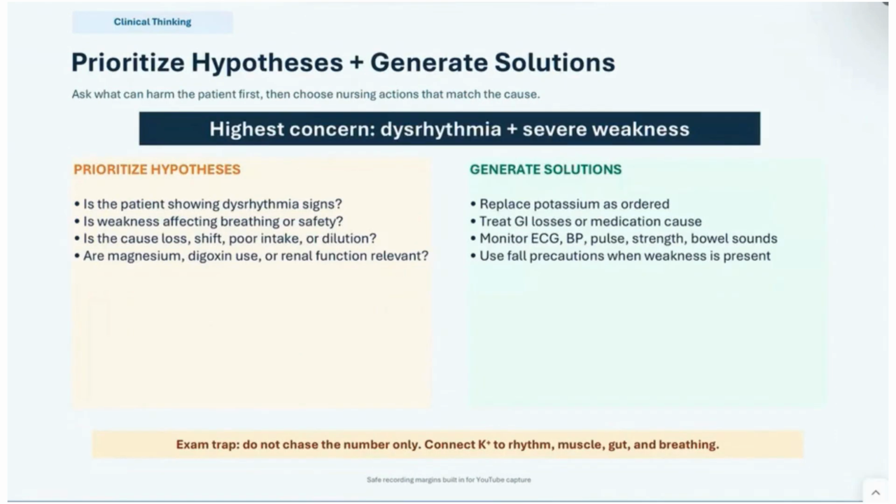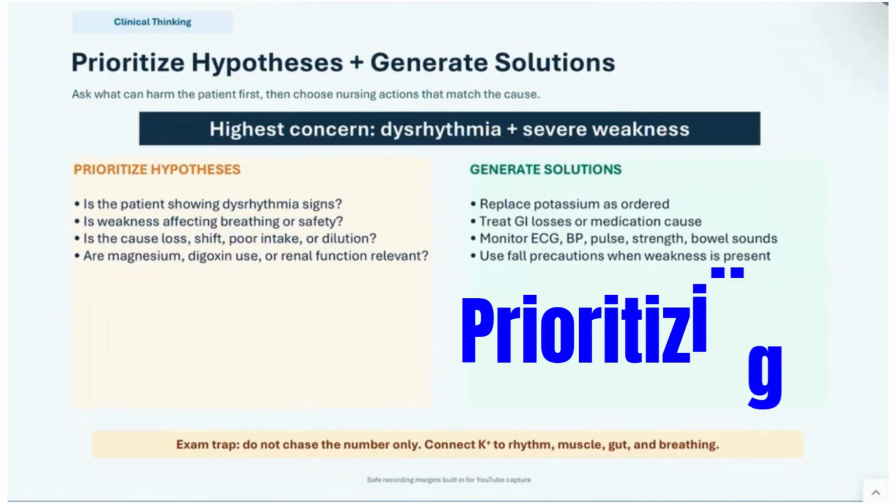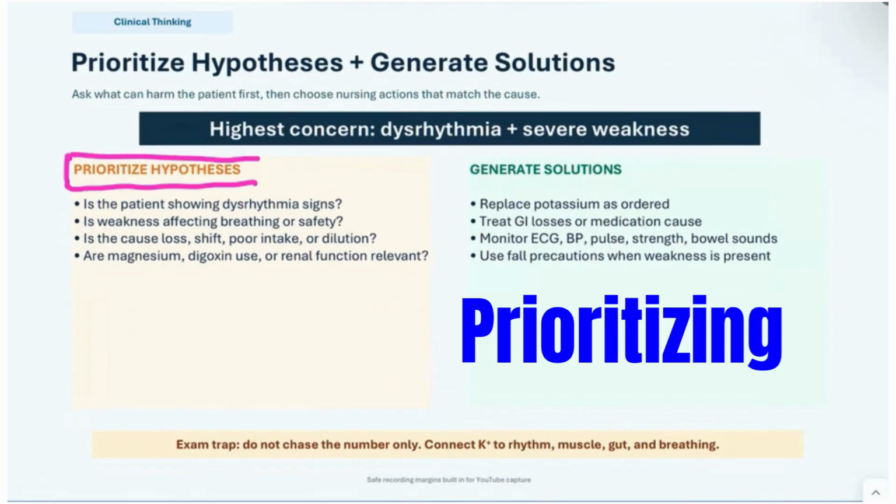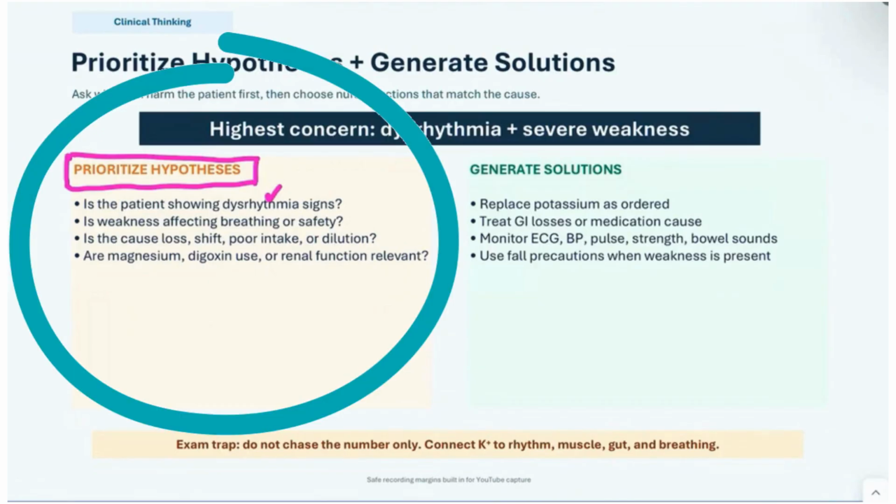One of the NCLEX Next Generation clinical judgment model steps is prioritizing the hypothesis. This is simply saying, what are your priorities? When you prioritize hypokalemia, your highest concerns are definitely dysrhythmia and severe muscle weakness. So start with the heart. Is the patient showing signs of dysrhythmia? Look at the pulse, the cardiac rhythm, and the overall cardiovascular status.